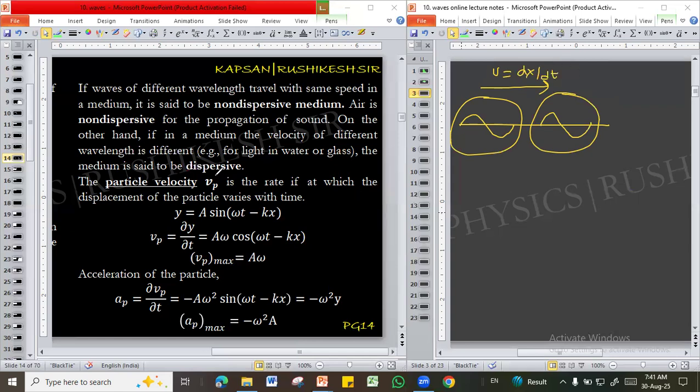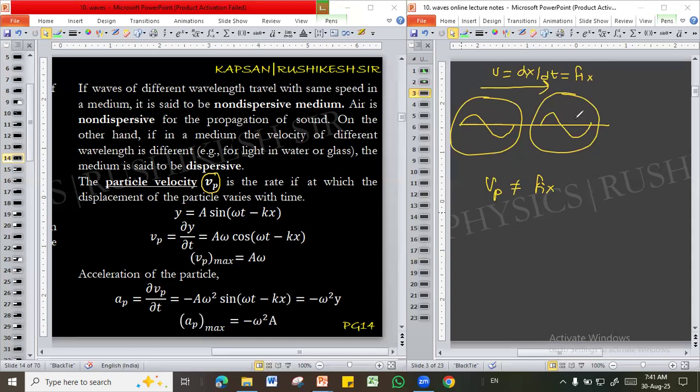Now, there is a second concept, the particle velocity. The first concept is wave velocity. The second concept is particle velocity. You can give a fixed value of wave velocity, but you cannot give a fixed value of particle velocity. Can anyone tell me why particle velocity is not fixed?